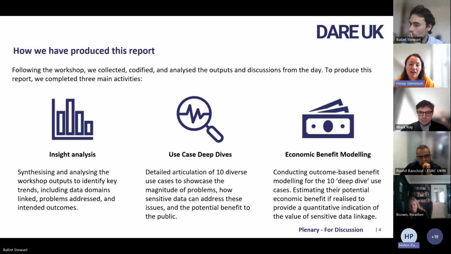Firstly, you collectively came up with 52 different use cases, and we analysed those to understand the types of data that you suggested would be used, the problems they were addressing, and the kinds of outcomes and benefits that would be realised as a result. We've then taken a detailed look, as Valent mentioned, at 10 of the use cases in particular. We'll talk a little more about how these were selected later on, but this aims to give a more detailed insight into the kind of depth and breadth that could be realised through sensitive data linkage.